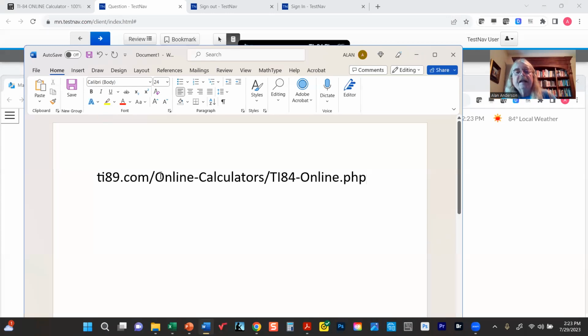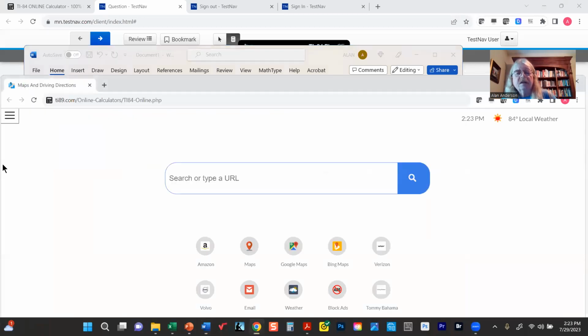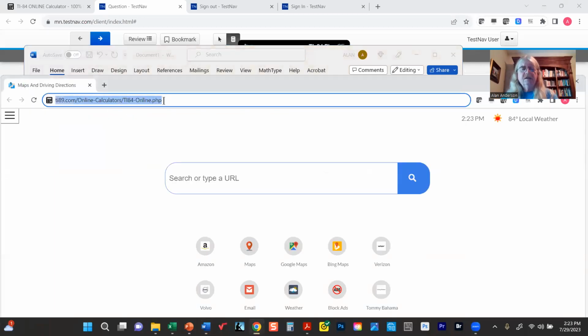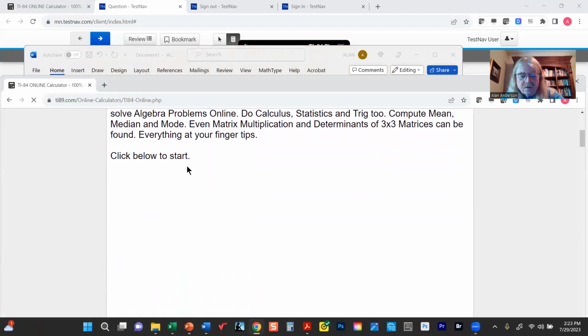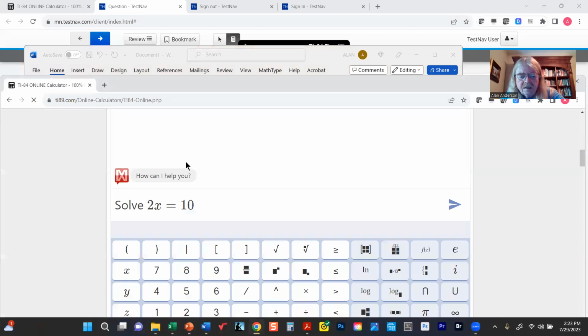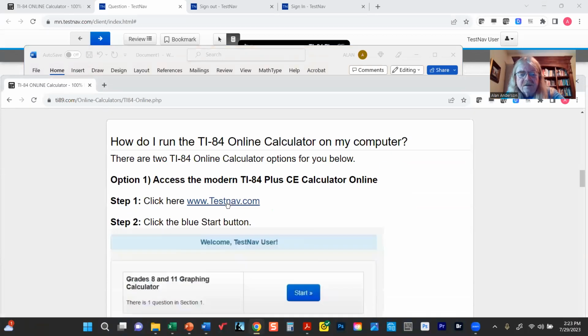So once you, and again, I've discovered from experience that whenever you see a capital, make sure it really is a capital. It seems to matter. Anyway, once you've done that, it'll bring you here. And then you got to scroll around a little bit. You're looking for the link. There it is, testnav.com.